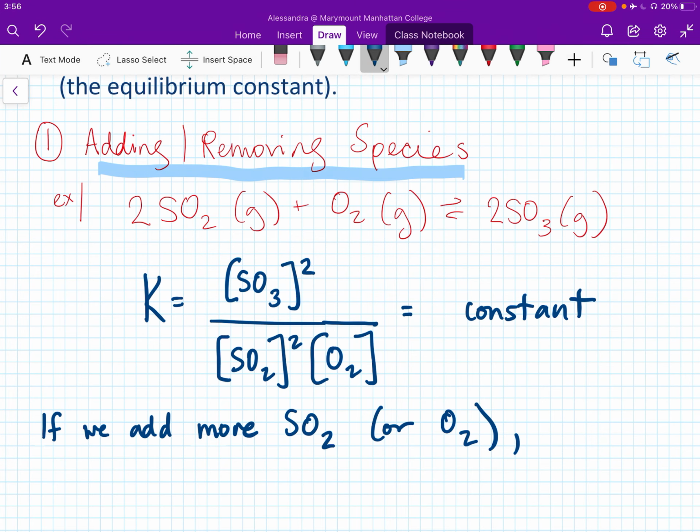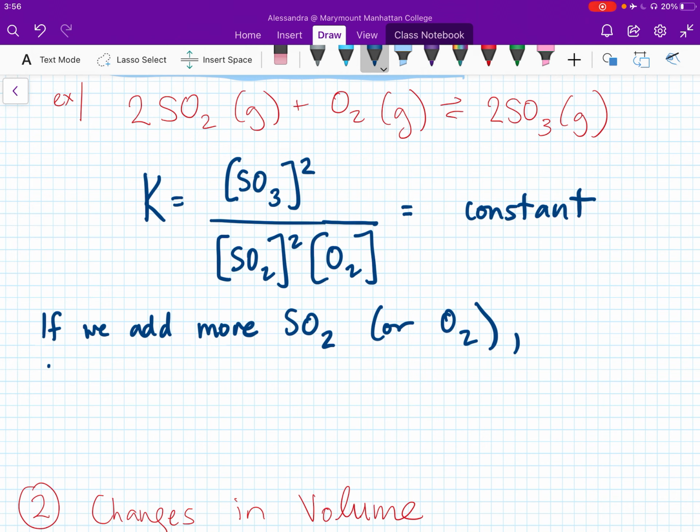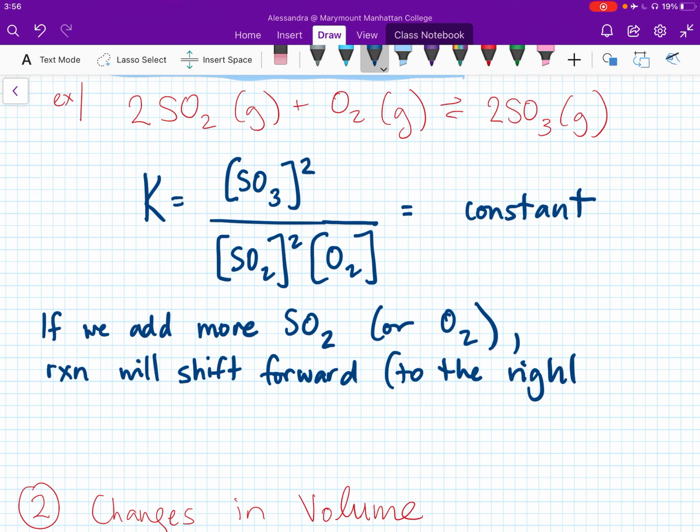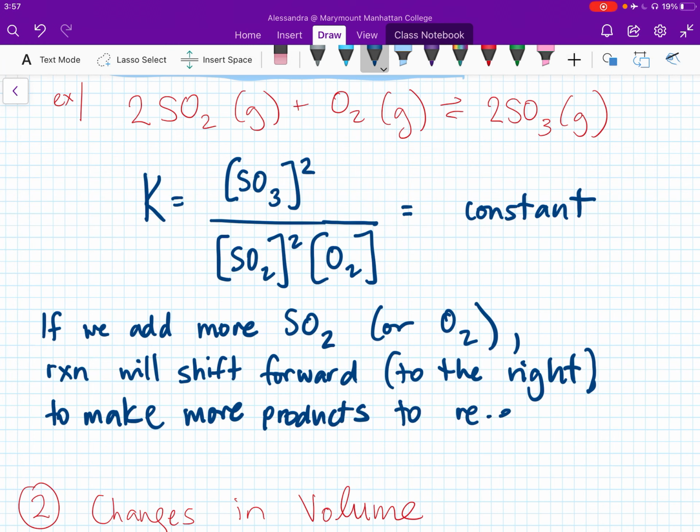So if we add more SO2 or more O2, the reaction will shift to the right. We could say shift forward, shift to the right towards products to make more products, to reestablish K. That is what Le Chatelier's principle is all about: predicting what the reaction is going to do if you make some kind of change.